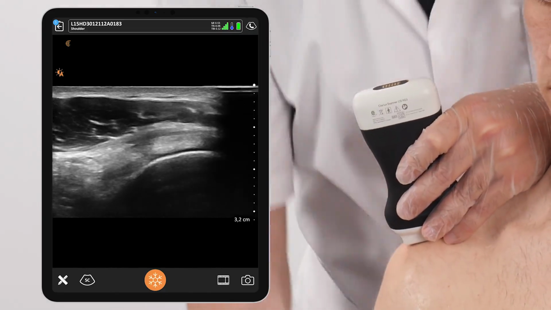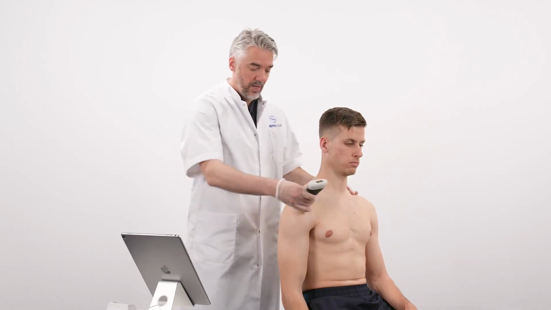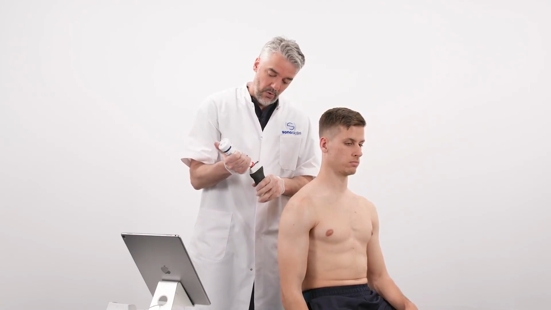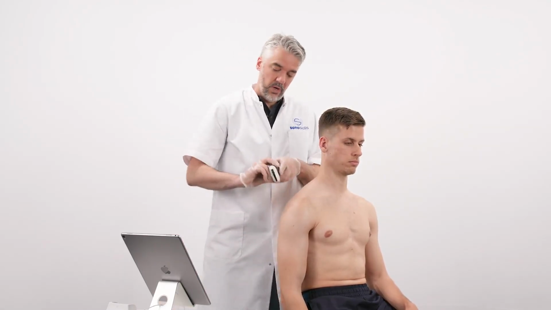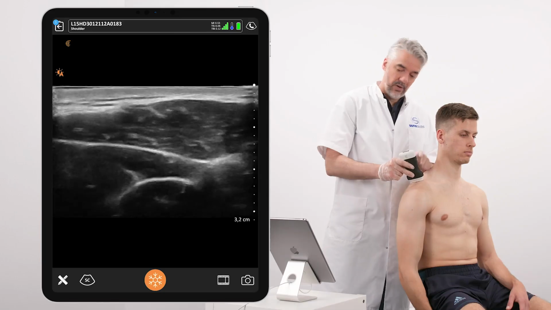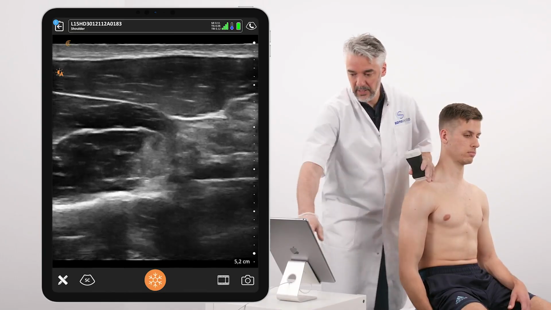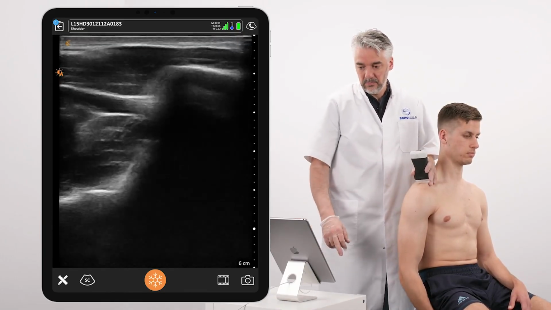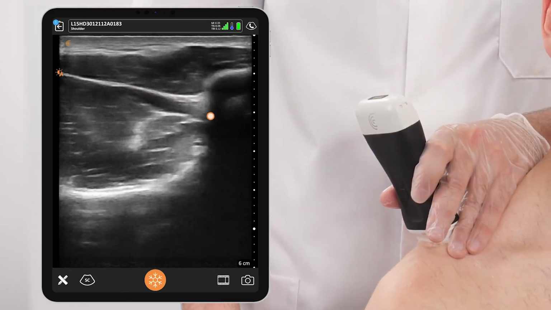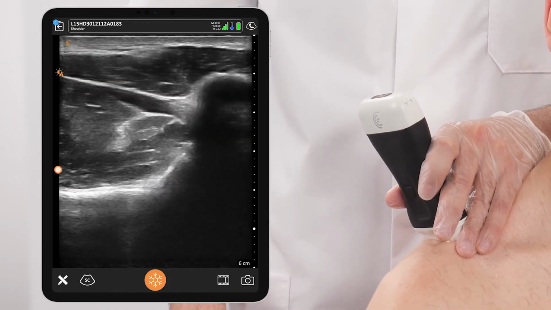And the last technique I want to show you is the supraspinatus muscle. So if you have a large cuff tear, you will expect also a fatty infiltration. So if you want to check for fatty infiltration, you can place the transducer in transverse plane over the supraspinatus muscle. Like this. And now we can see the supraspinatus muscle in between the spine of the scapula and the clavicle.